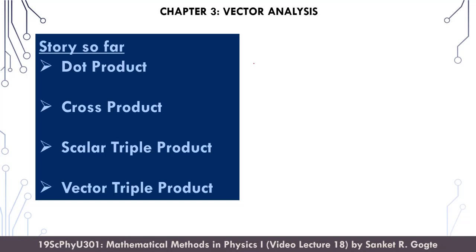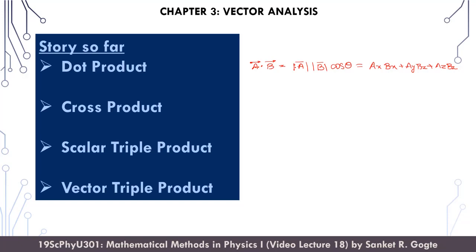Dot product of two vectors is a scalar quantity and it is written like this: a dot b, which is equal to mod a mod b into cos theta. In terms of components of A and B, it can be written as AX BX plus AY BY plus AZ BZ.